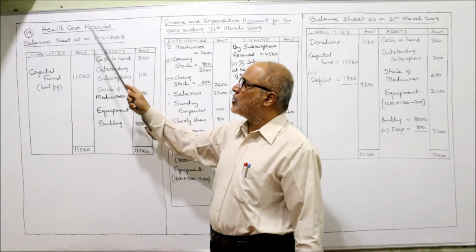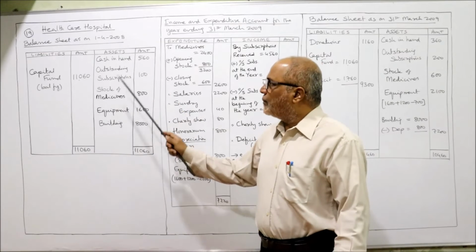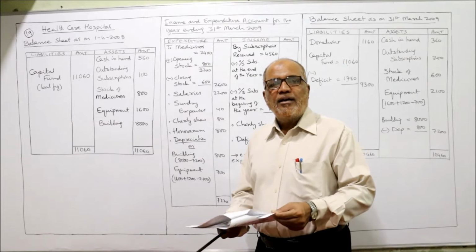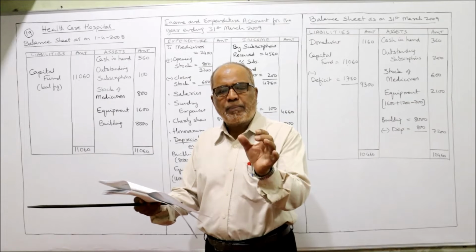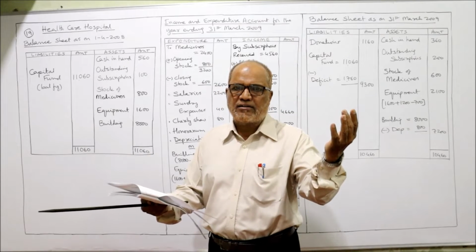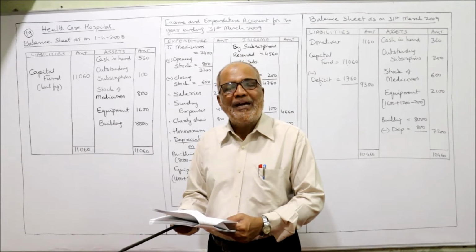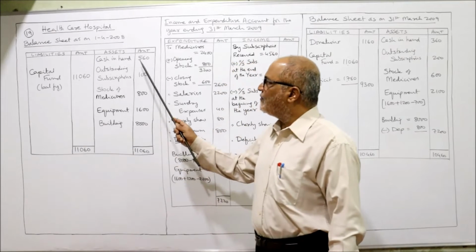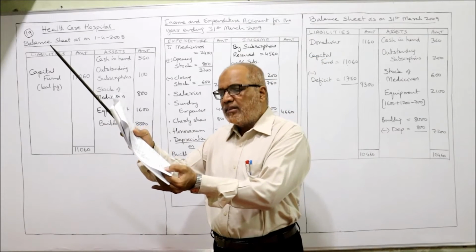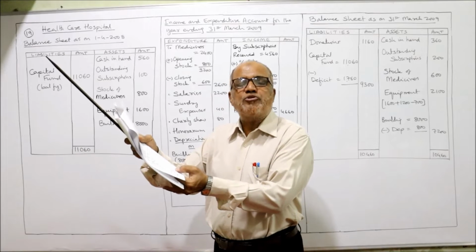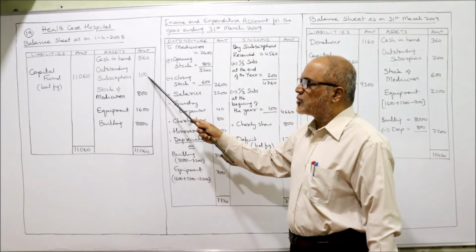So here you can see healthcare hospital balance sheet as on 1st April 2008, opening, right? Now asset side, cash in hand, receipts and payments account, first item debit, left hand side, to balance brought down 560 rupees. That is the cash in hand at the beginning of the year. So cash in hand 560. Outstanding subscription. Now additional information is given that subscription due, means subscription outstanding, at the beginning of the year 100 rupees. So I have taken outstanding subscription 100.